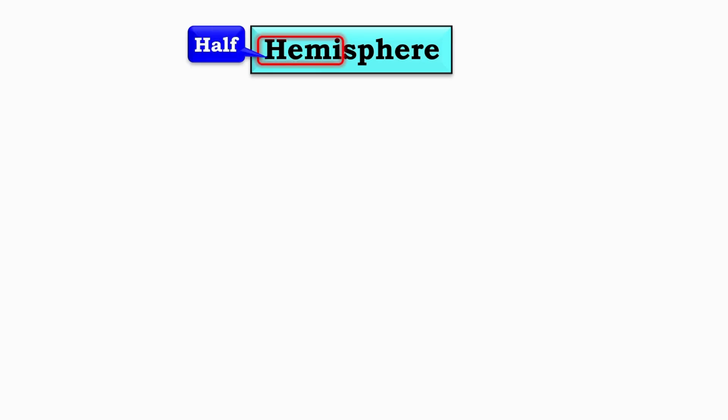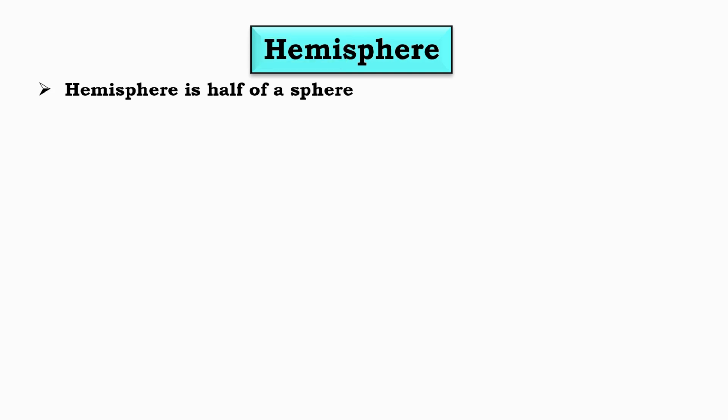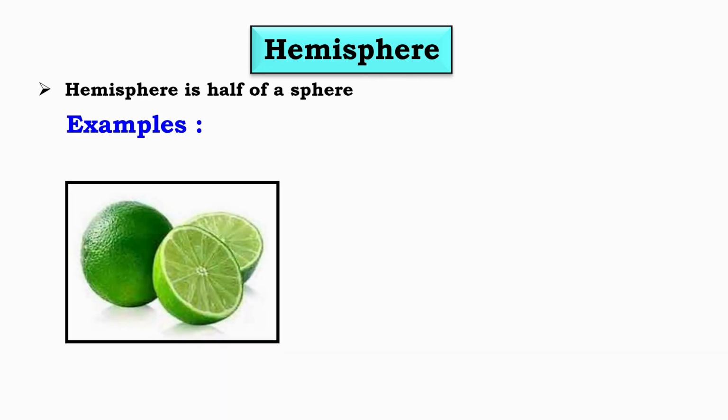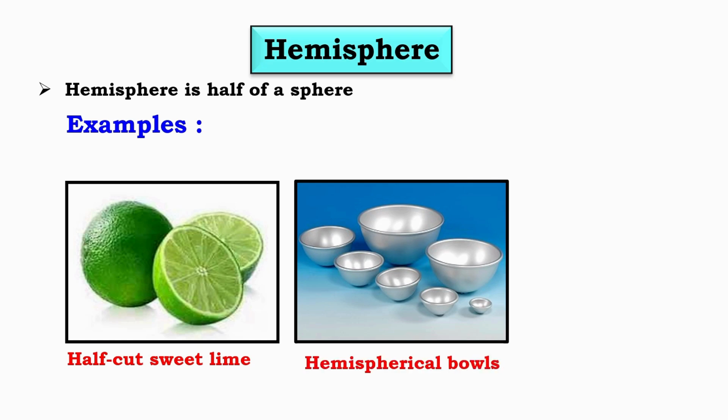Hemi means half, so a hemisphere is nothing but half of a sphere. I think you already know a sphere is a shape that looks like a football. So hemisphere means half of the sphere. Now let us consider some examples of hemisphere. If you take this lemon and cut it into two halves, one half is called a hemisphere. Now, if we take a bowl, because if you join two bowls together, it makes a sphere, a bowl looks like a hemisphere.